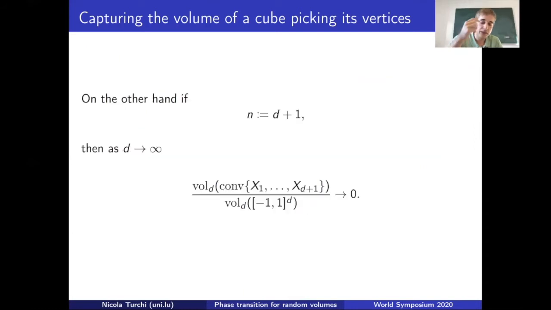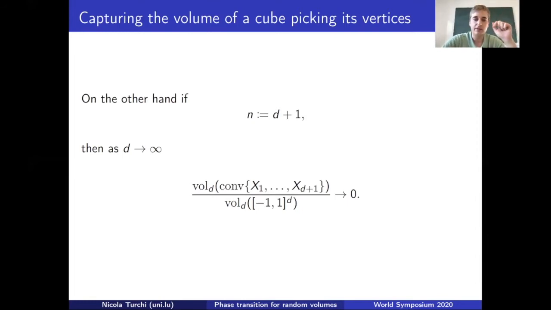But on the other hand, if you pick a much smaller quantity of points, in particular, say you pick just d plus 1, you end up at most with a tetrahedron, but could be even something flat. So for sure, when the dimension grows to infinity, then the ratio between the volume of your convex hull and the volume of the whole cube goes to 0. So an educated guess is that there maybe exists a certain threshold of the number of points that you have to pick in order to cover the whole volume of the cube.